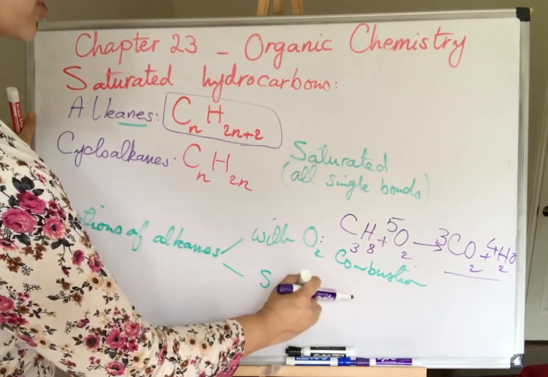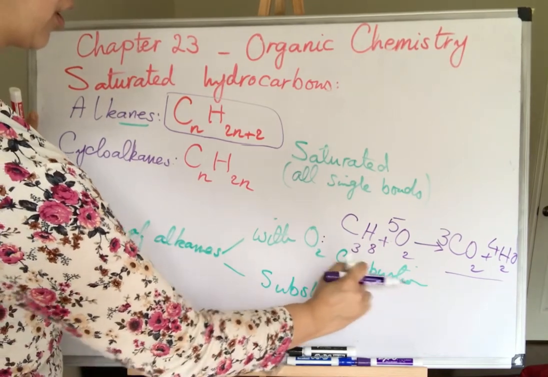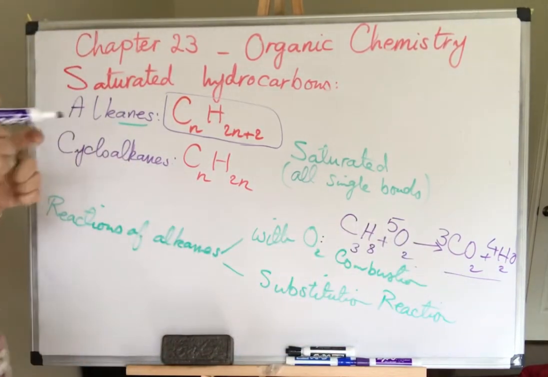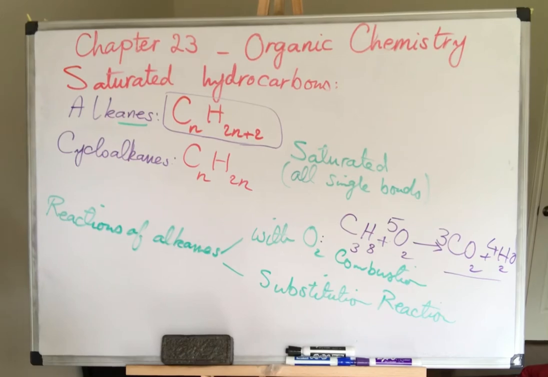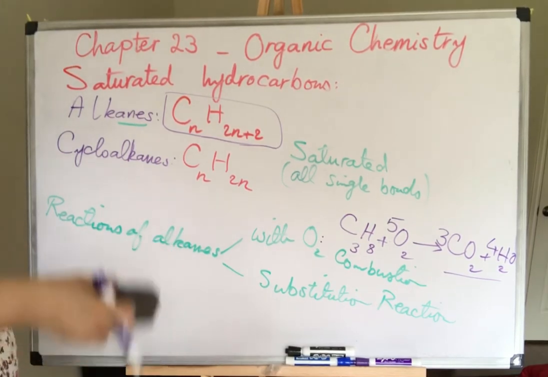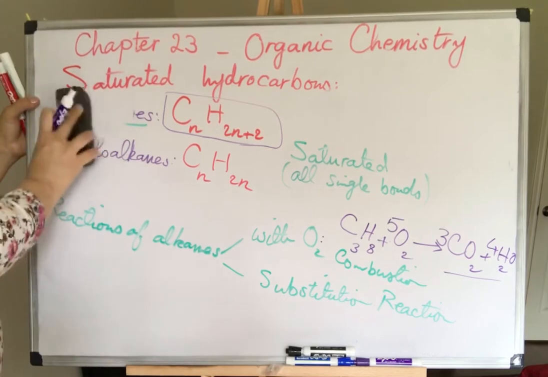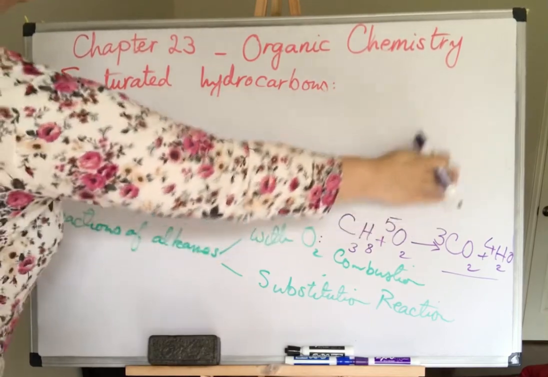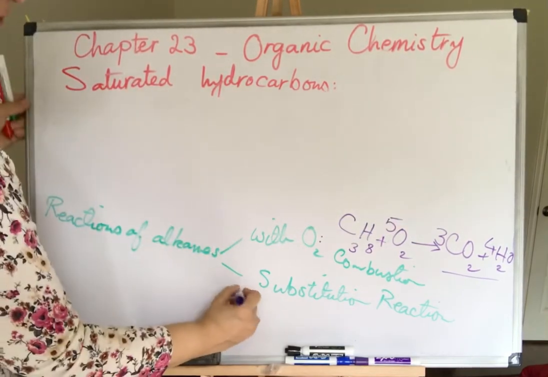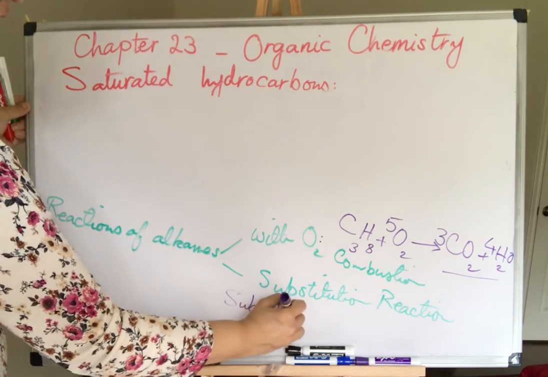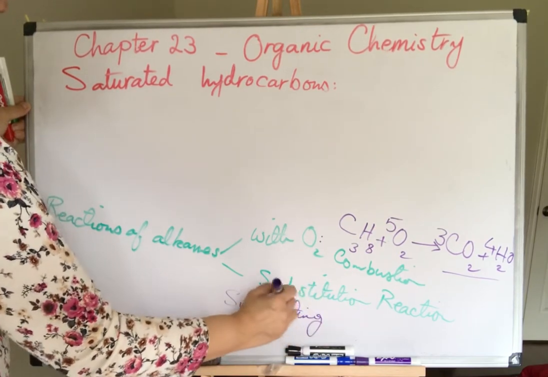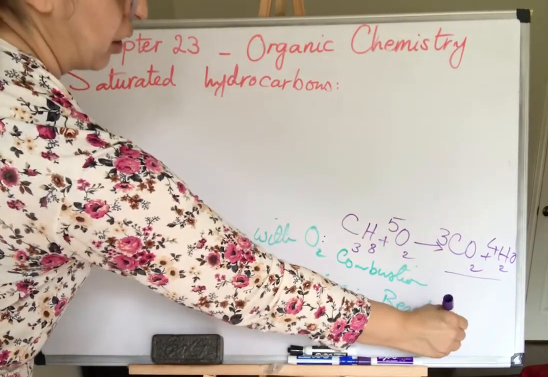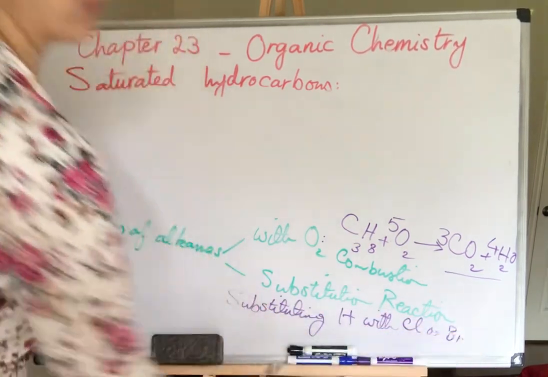Then you have a substitution reaction. I just briefly go over it to tell you what's going on in the substitution reactions. You start using the UV lamp. It's a substitution. Why? You're substituting hydrogen with chlorine or bromine.